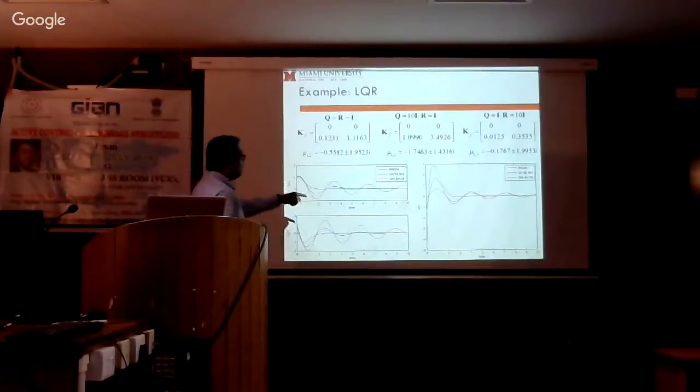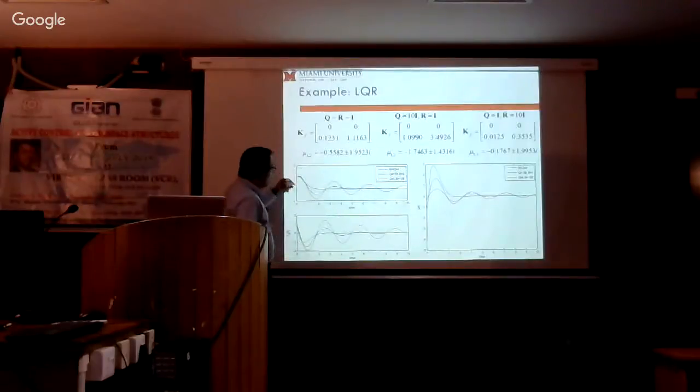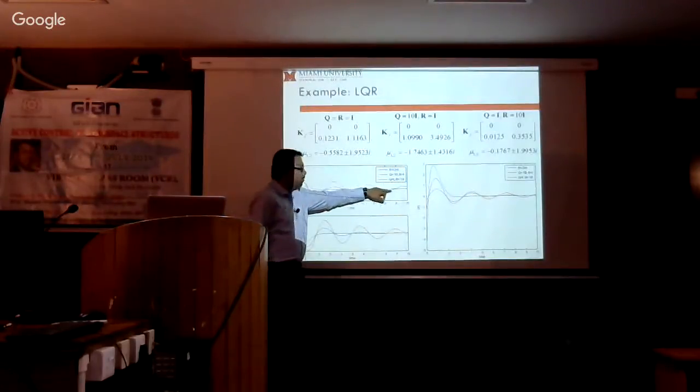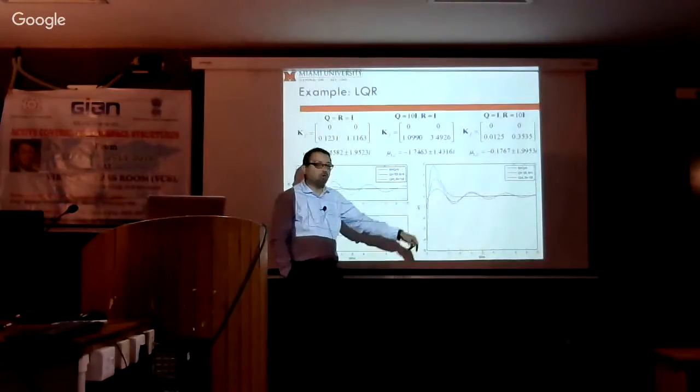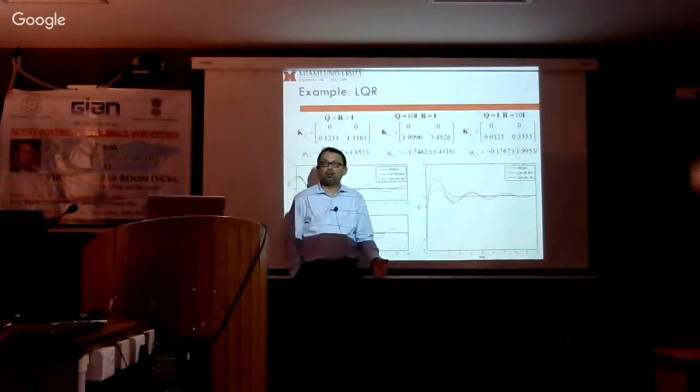The same thing if you choose R to be 10 and Q to be 1, or identity. Now your performance is not that good. The system is dying down, it is taking more time, but it has the least controlling effort.